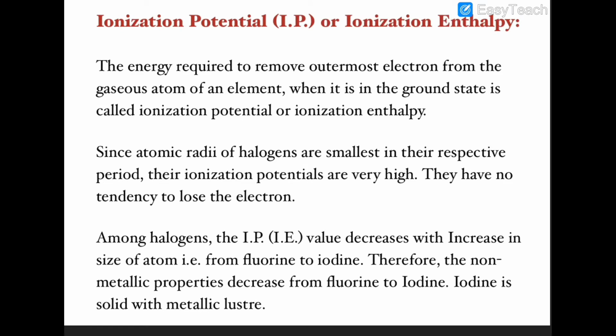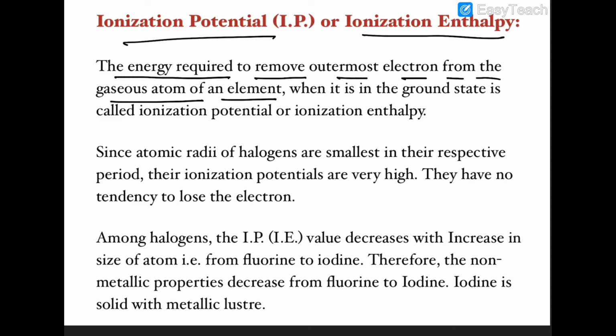Now look at ionization potential or ionization enthalpies. The energy required to remove the outermost electron from the gaseous atom of an element when it is in ground state is called the ionization potential or the ionization enthalpy. Since atomic radii of the halogens are smallest, what do you mean by that?